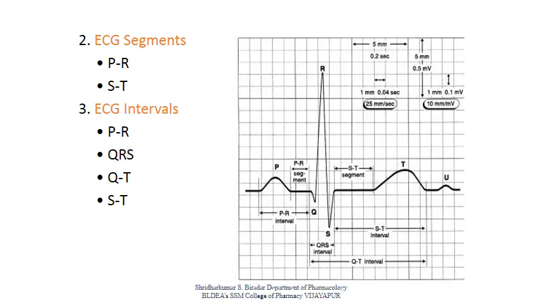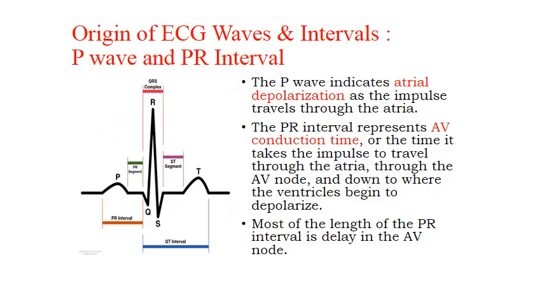So, different ECG segments are there. There is a PR segment, there is an ST segment, and the ECG intervals are there: PR, QRS, QT, ST. Sometimes you get confused about exactly what it is. So, let us see one by one what exactly it is.